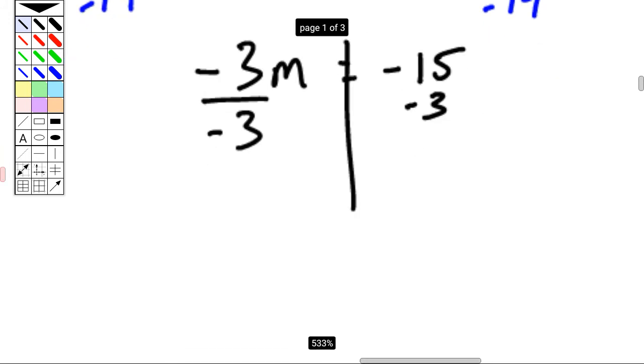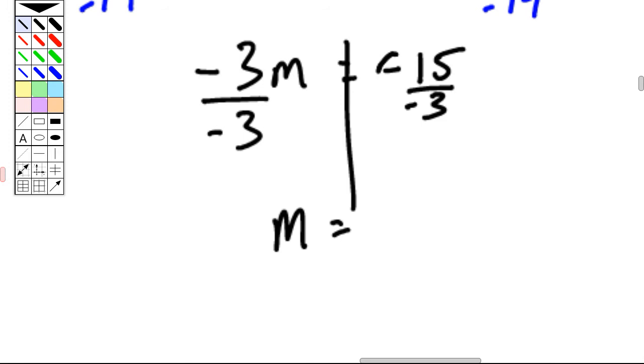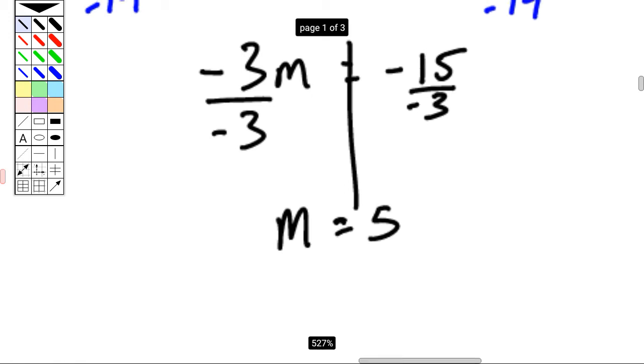So final answer, I get m is equal to, what does a negative divided by a negative get you? Just like a negative times a negative always makes positive. They cancel each other out. 15 divided by 3 is 5.